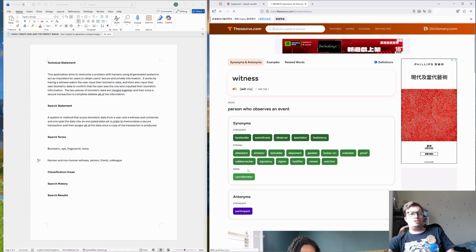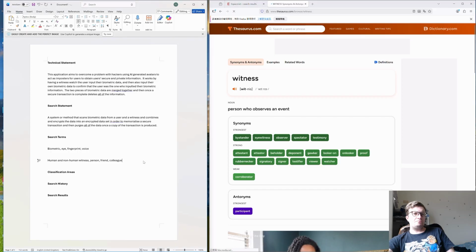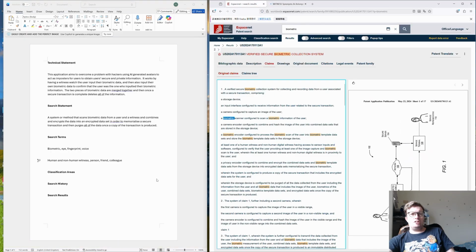So these are all words. I'm not going to use all of these words. I'm thinking about what are the best words out of this that I could use. Then, what other good words do we have?